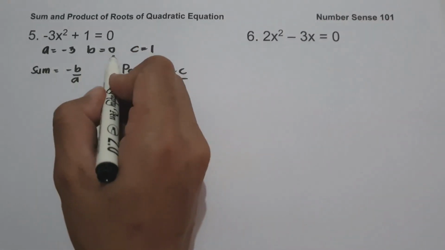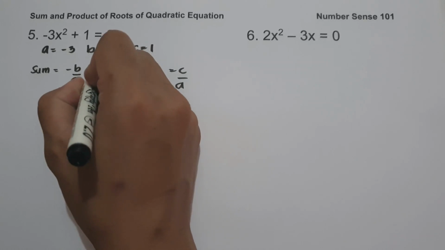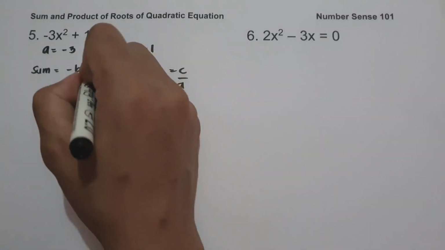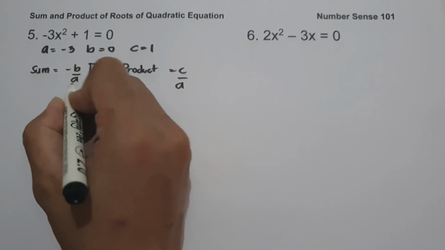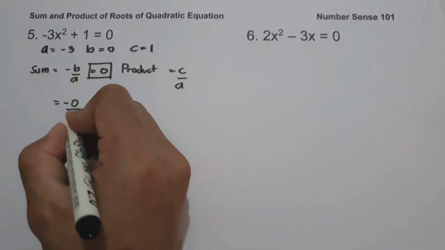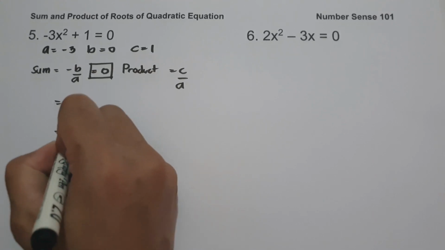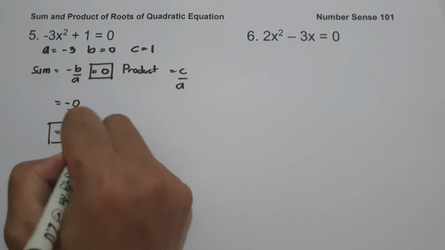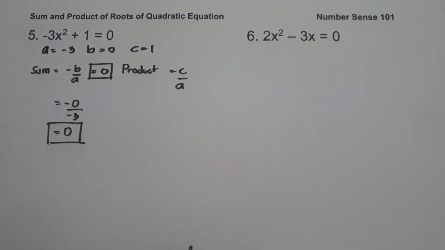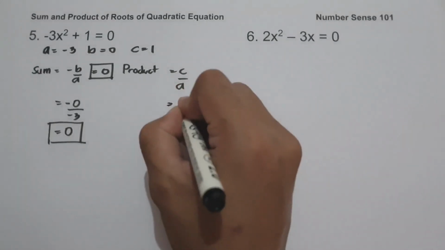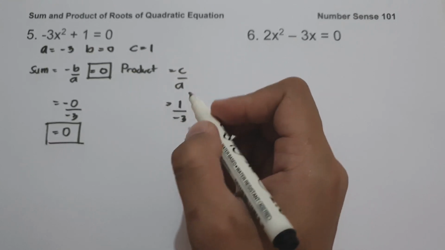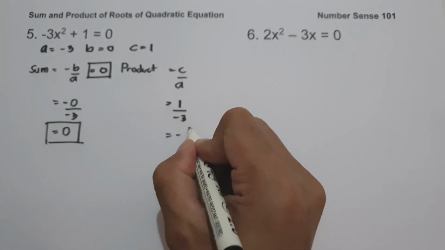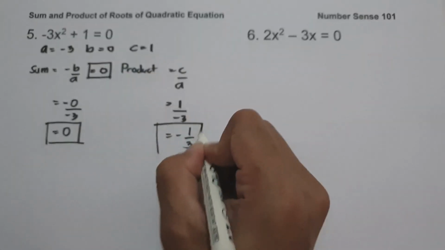Since we don't have a linear term, that means the sum of the roots is 0. If you want to check, let us have negative 0 divided by a, that's negative 3. Negative 0 divided by negative 3 is 0, and this will be the sum of the roots. And for the product of the roots, we have c, that's 1, and the value of a is negative 3. So we are going to have negative 1 over 3. And this will be our answer.